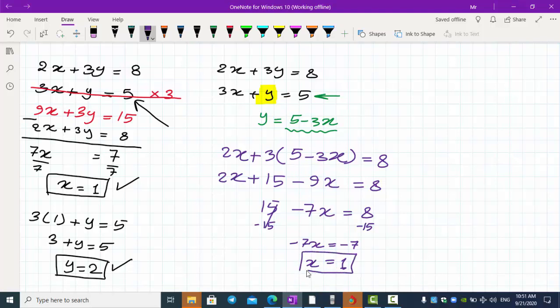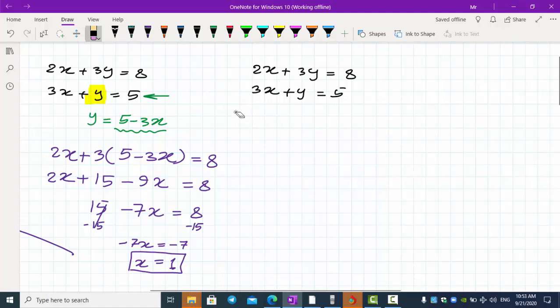So this is called substitution method. And just like this way, once you get the value of one of the variables, use it to find the value of the other one. So in this case, it will be the same as here. That's why I'm not going to do this, because it's the same as here. Substitute x in one of the equations, try to find out the value of y.